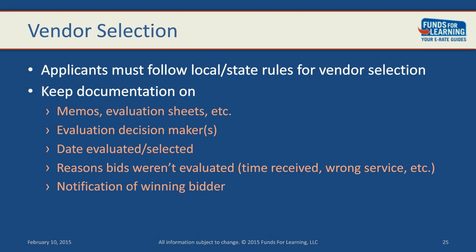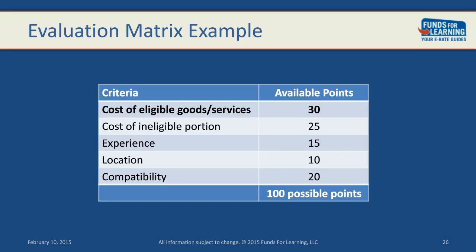So let me give you an example here. You may have 100 points that you use to score a proposal from a vendor, just like you would score a term paper or a test. There's 100 possible points in this example, and you give the cost of eligible goods and services the highest weighting of any factor. Remember, price must be the highest weighted factor, not the only factor, but the highest weighted. So in this particular example, 30 points for the cost of eligible goods and services, another 25 for ineligible goods and services, and then experience, location, compatibility. There are 10,000 different variations on this.